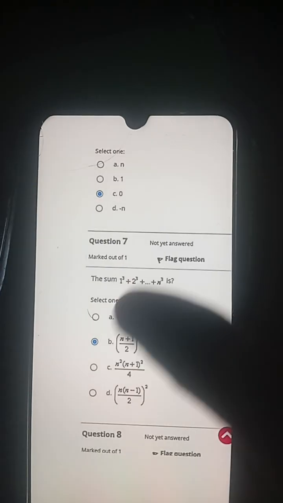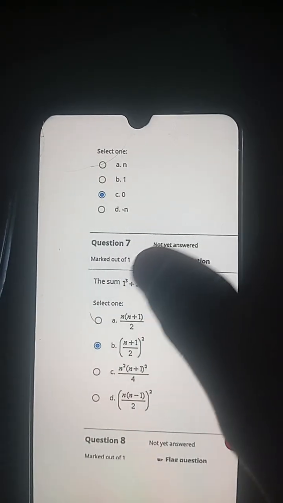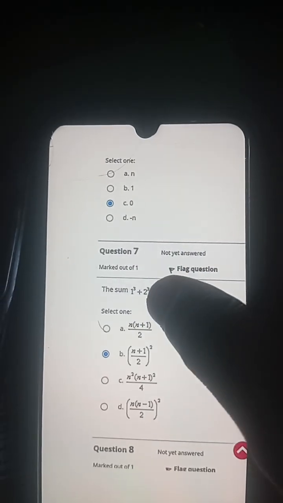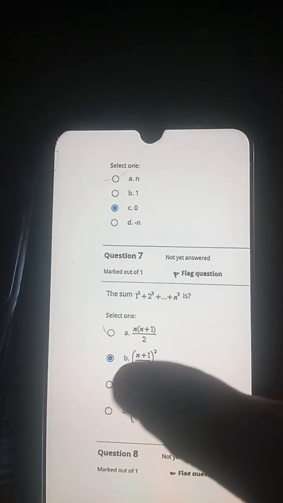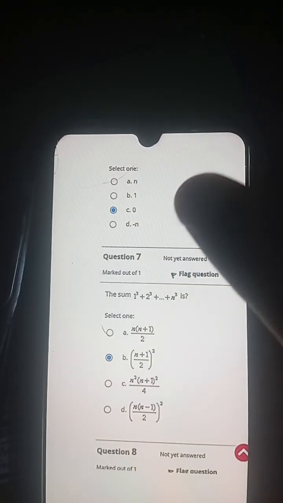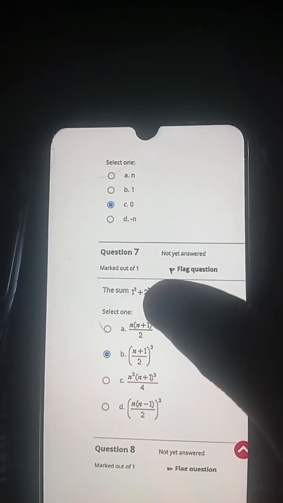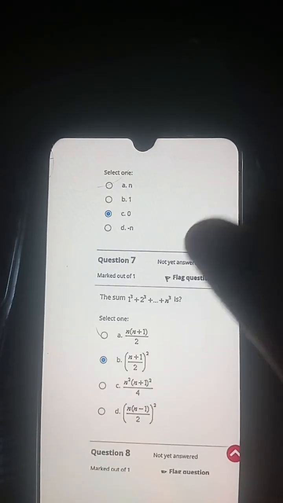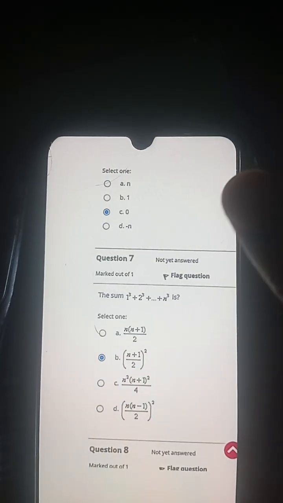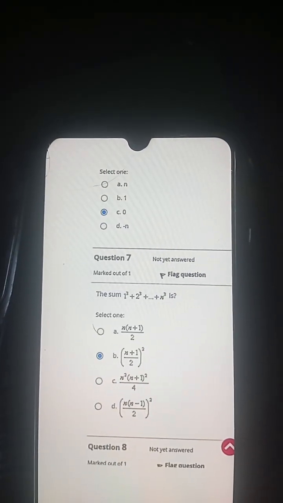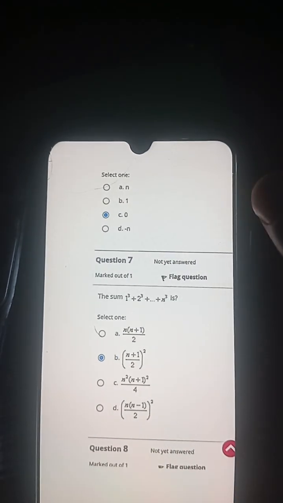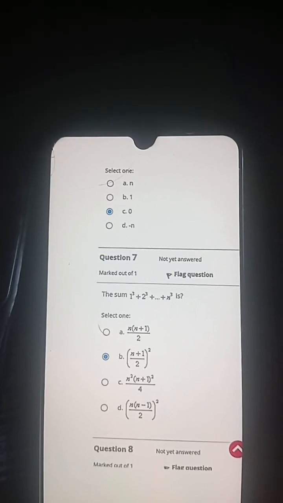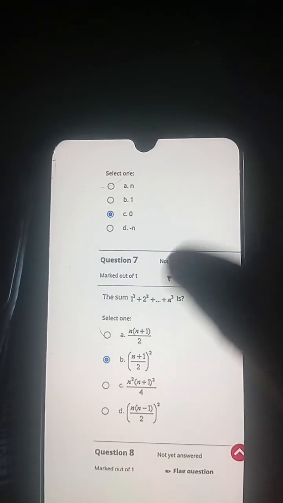So for this one, to solve it is not difficult. Since this one is 1 cube plus 2 cube, just add 1 cube plus 2 cube, that is 9. Then test each of the options. Which option is it that when you substitute 1 and you add it to what you get when you substitute 2, the two of them together will give you 9? You see, that is option B. That is how that one is, as simple as that.